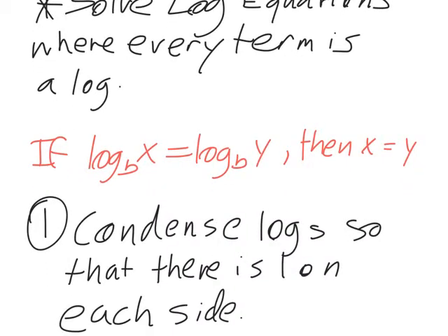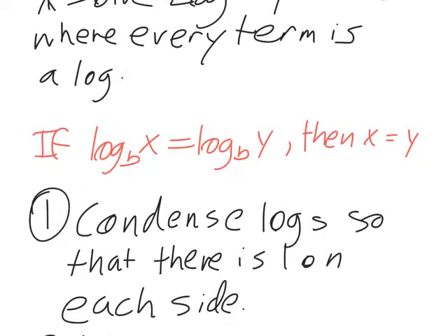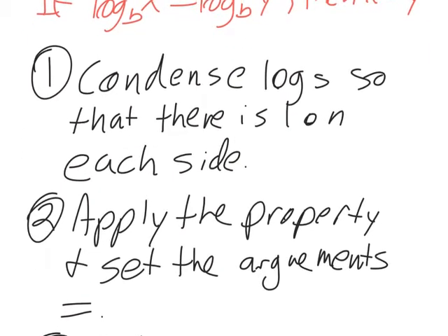The first step is to condense your logarithms so that there is only one on each side. Okay, so if you have several logarithms, then you need to be sure that you've got it condensed down to one on each side. You do need one on each side though, so don't condense to one in the whole equation, okay? Put one on either side of the equal sign. You can move your log terms around if you need to while you're doing that.